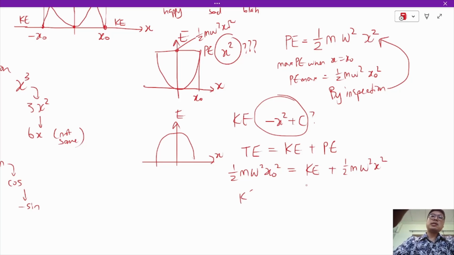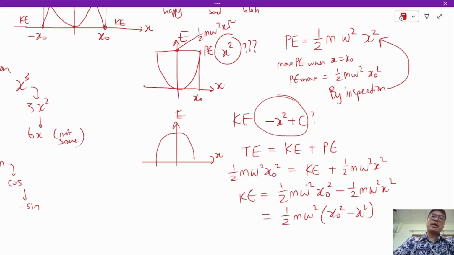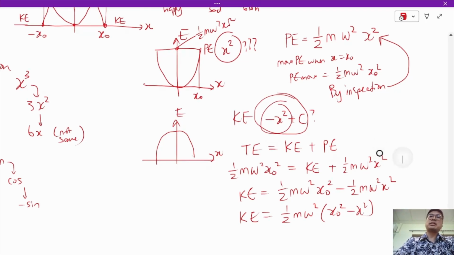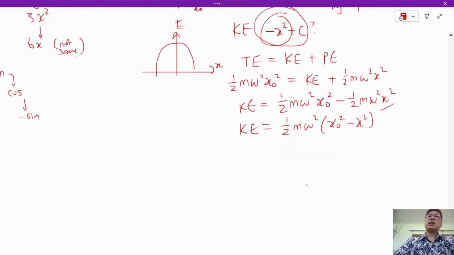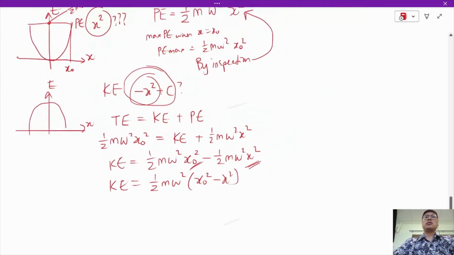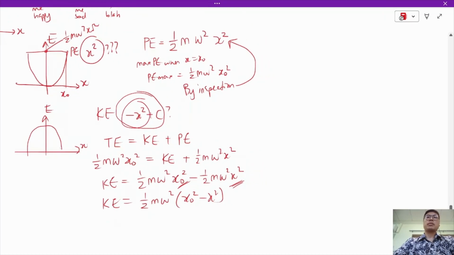So that means that the KE graph will be equal to half m omega squared x naught squared minus half m omega squared x squared, which is cool because it becomes half m omega squared, x naught squared minus x squared. And that is where we get the minus x squared plus c. So this will be the minus x squared, and this will be the plus c. So this is now the KE graph. So let me just summarize, okay?